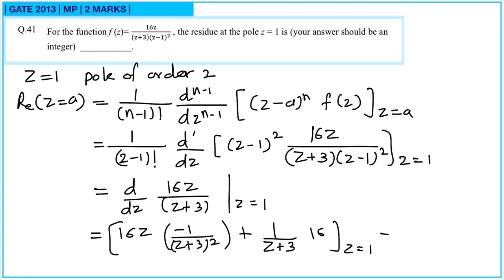And if you put z is equal to 1, then this is minus 16 upon 1 plus 3, which is 4 square, that is 16, plus 16 upon 4. So this is minus 1 plus 4, and that is equal to 3. So the answer is 3, and the answer given in the answer key is also 3.